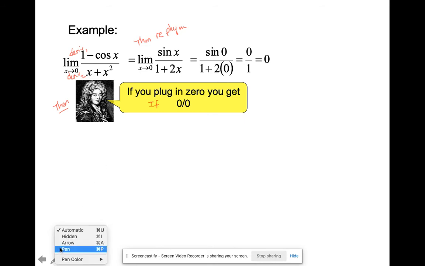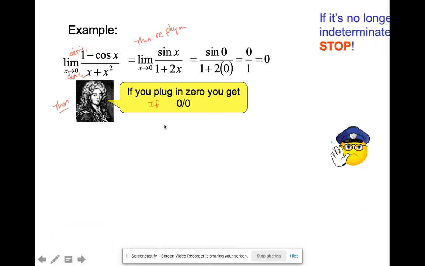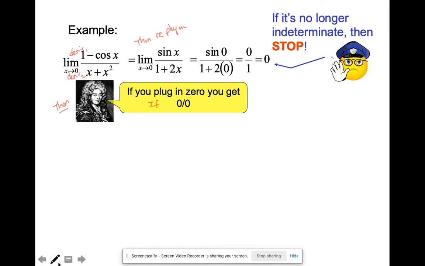0 over 1 is not indeterminate, right? 0 over 1 is not indeterminate, so I stop. I got 0. I didn't get 0 over 0. I got 0 over 1. If you doubt that that is the limit, plug this into your calculator, into y1, put this ratio, and look at it at 0. Look at the function behavior at 0.